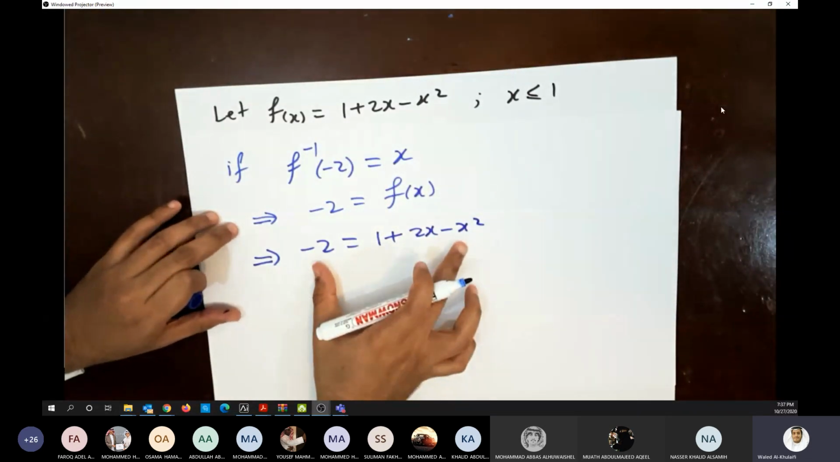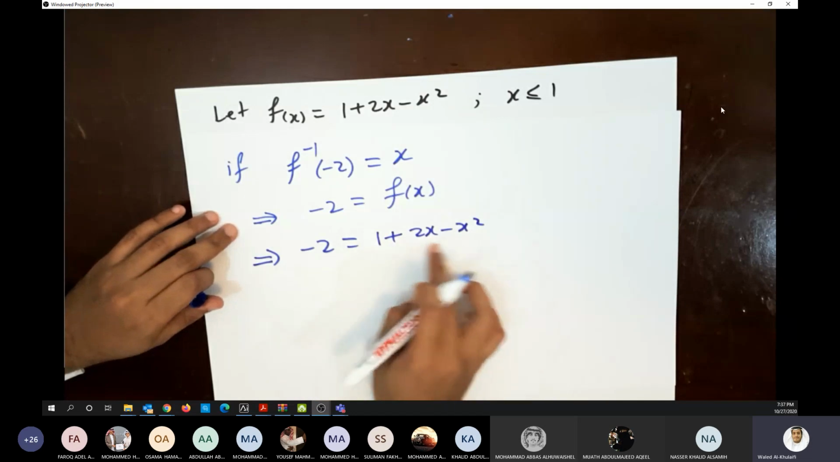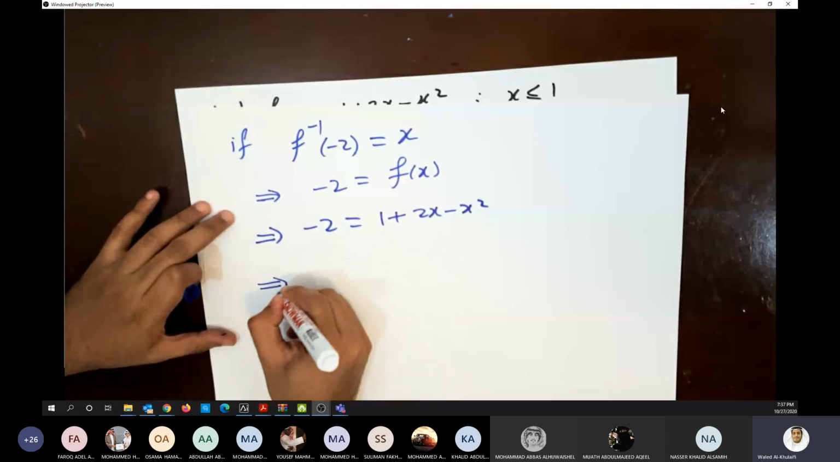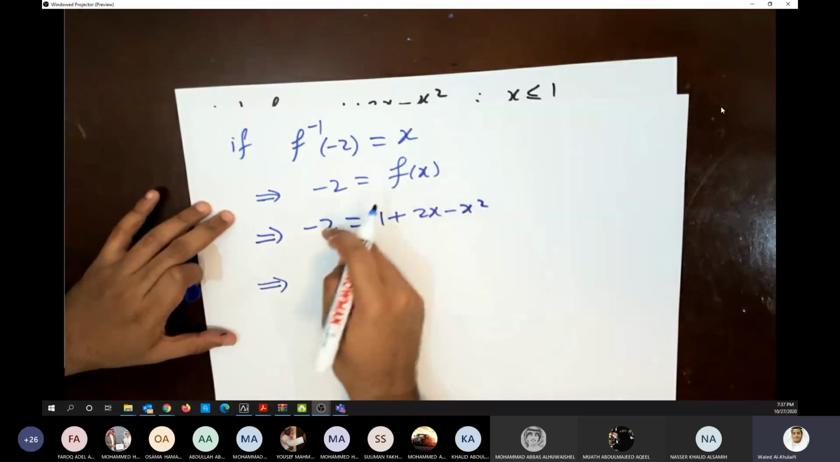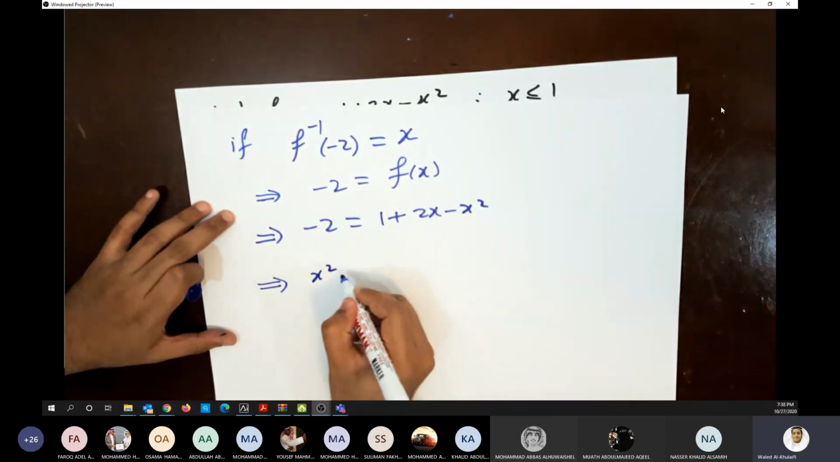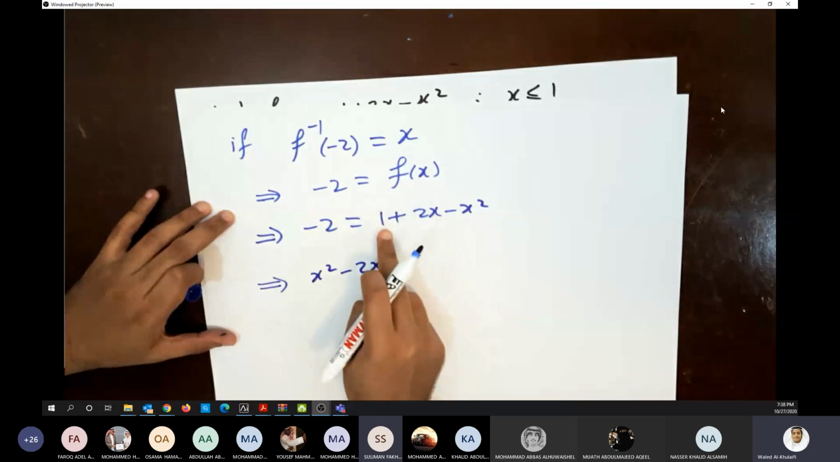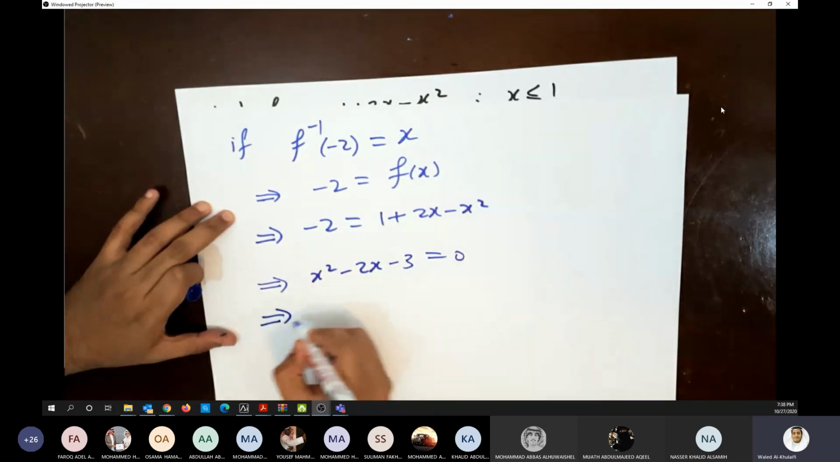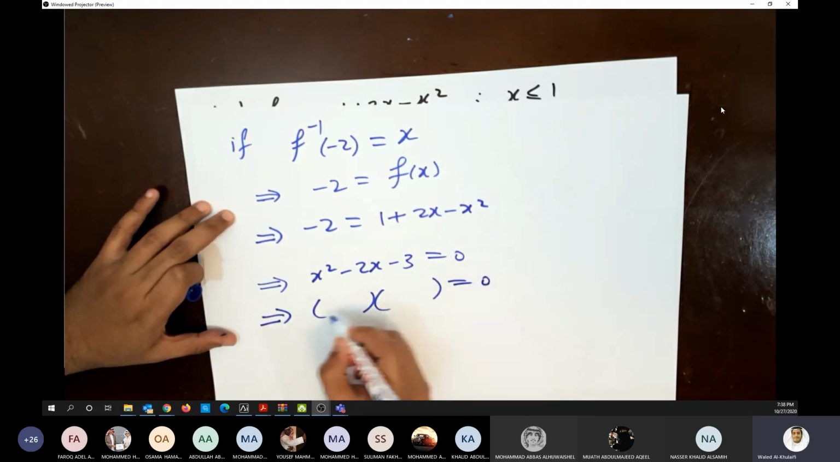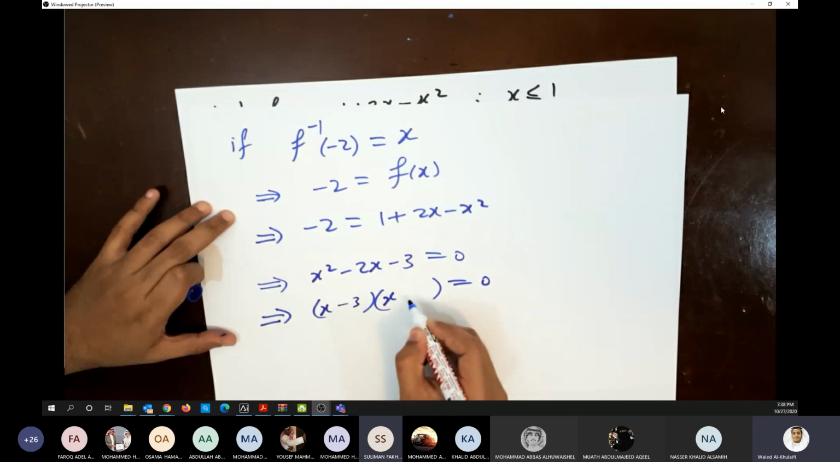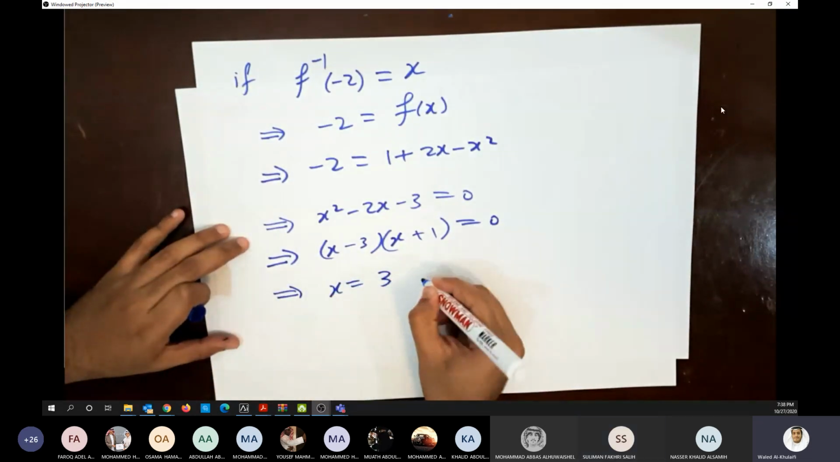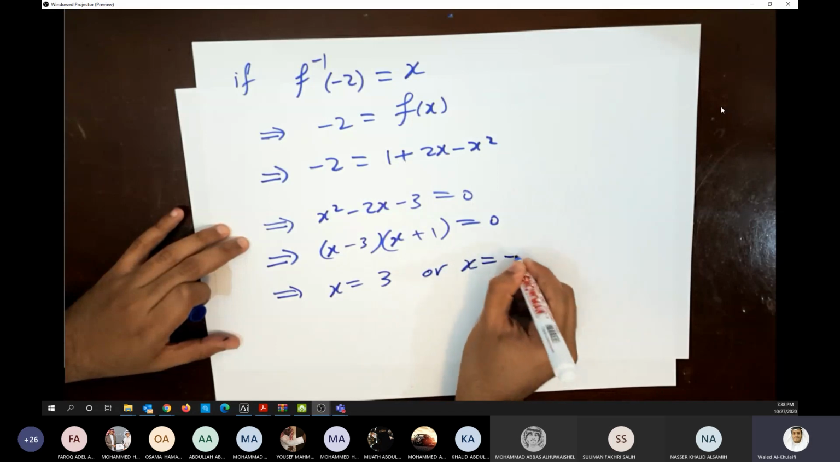Here, this is a quadratic equation. We can do something about it. We can solve it. Here you don't need to do guessing. No, we can solve it. Let's move everything to the left side. So you have x squared minus 2x, and then 1 minus 1... so negative 3 equals 0. Factoring, minus 3 plus 1, we have x equal 3 or x equal negative 1.